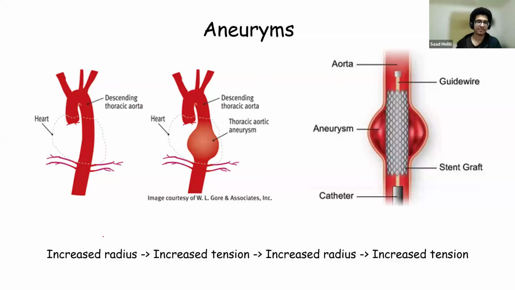So let's go back to the slide. Here, like I said before, increased radius leads to increased tension, which leads to more increased radius, which leads to more increased tension. But I explained it just right now, so I hope it makes sense. A stent basically just prevents the blood from causing any more tension on the vessel wall because the blood flows through the stent. Okay, I hope this makes sense.